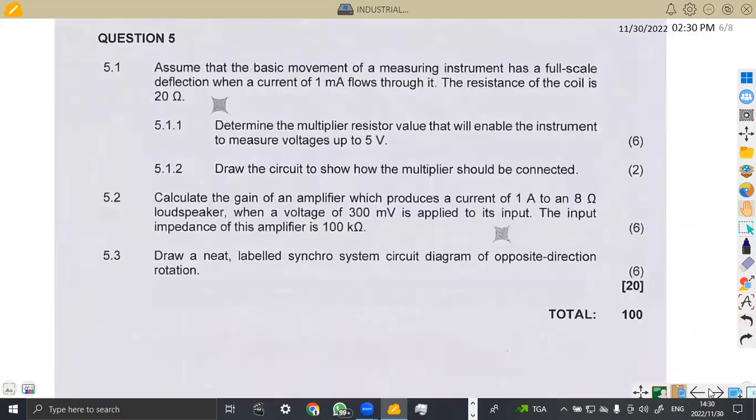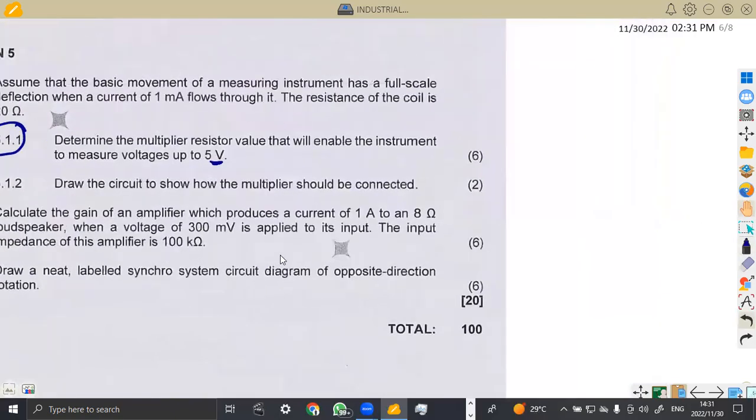Okay, without wasting much time, we are now on question 5.1. Assume the basic movement of a measuring instrument has a full scale deflection when a current of 1 milliamp flows through it. The resistance of the coil is 20 ohms. From that, we are asked to determine the multiplier resistor to measure a voltage up to 5 volts. We have to list something down here. So this is 5.1.